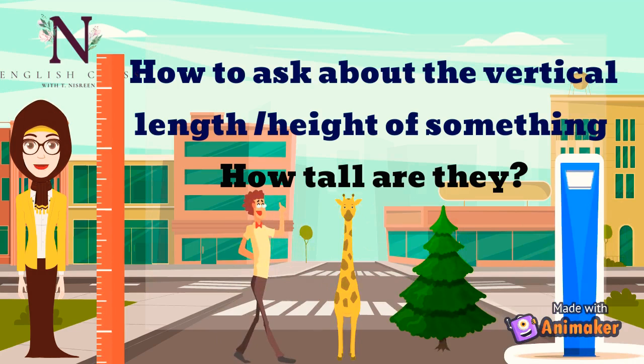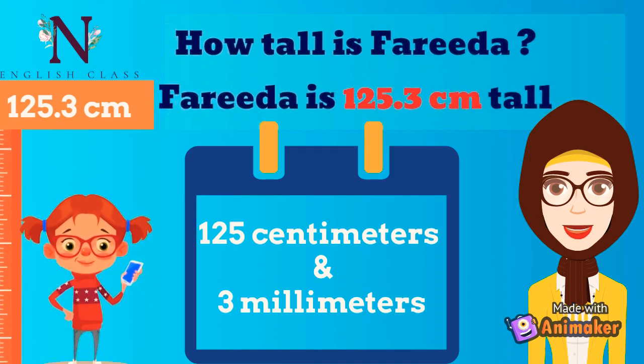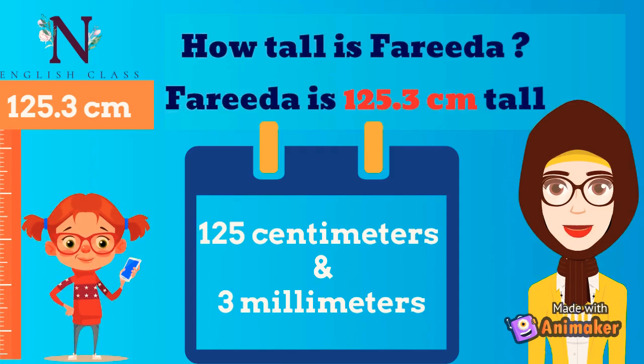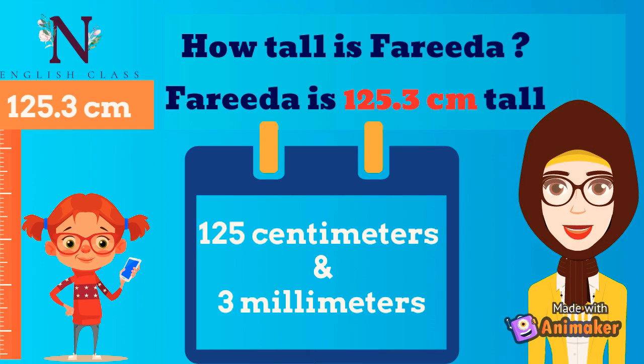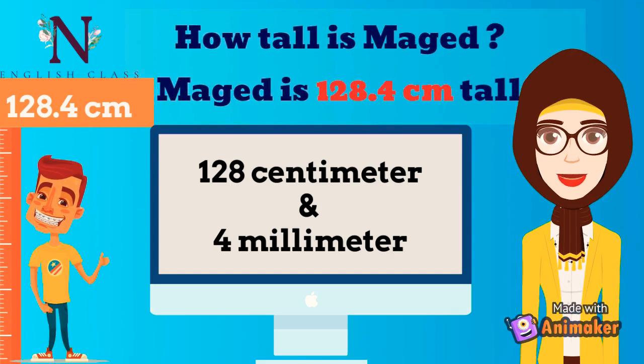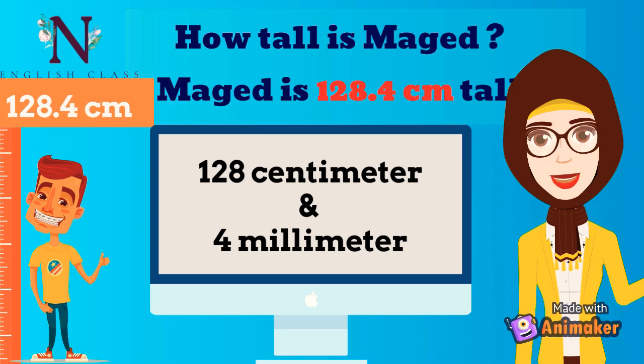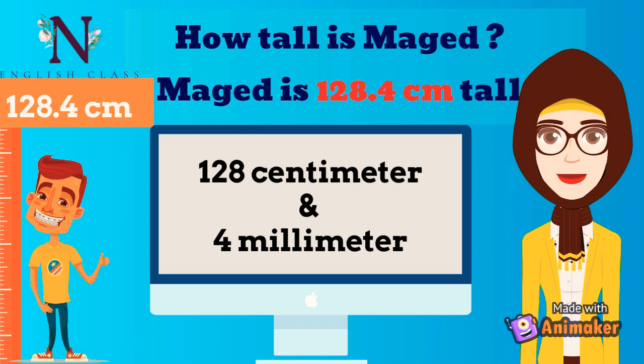How to ask about the vertical length or the height of something. How tall are they? For example, if I want to ask about the height of Farida, I will say, how tall is Farida? I will answer, Farida is 125.3 centimeters tall. Or, Farida is 125 centimeters and 3 millimeters tall. One more example. How tall is Majid? Majid is 128.4 centimeters tall. He is taller than Farida. Or I can say, Majid is 128 centimeters and 4 millimeters tall.